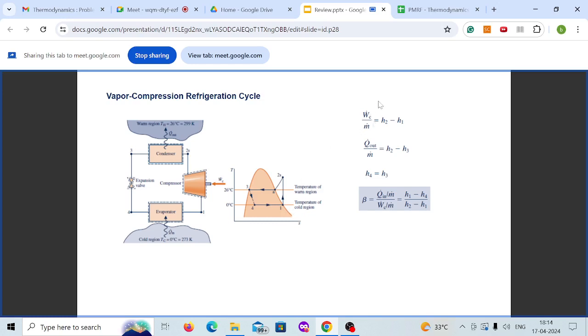So compression work can be defined as H2 minus H1, and then Q out is H2 minus H3, and Q in is H1 minus H4, and H3 is equal to H4. Using this, you can define a coefficient of performance, COP, of the system, which is nothing but your desired output divided by the work input, or the energy input. So desired output is the heat in cooling which you get from 1 to 4, so Q in divided by the compressor work. So it will come out to be H1 minus H4 divided by H2 minus H1.